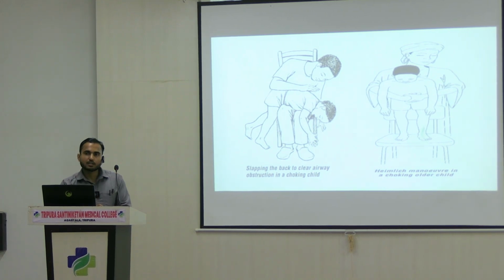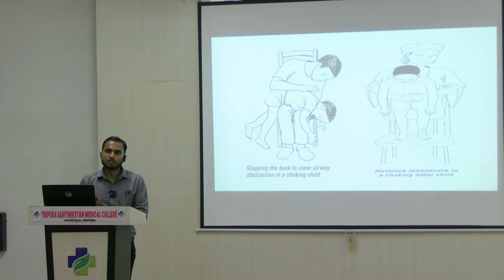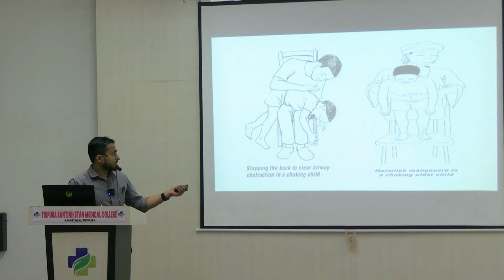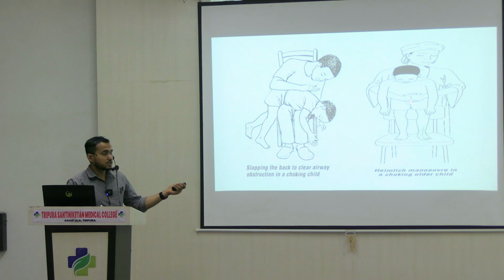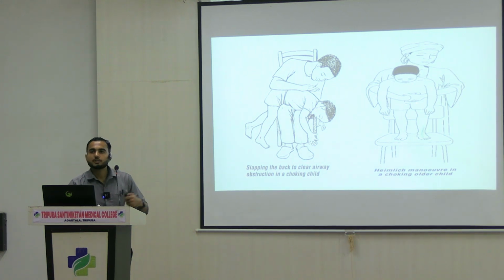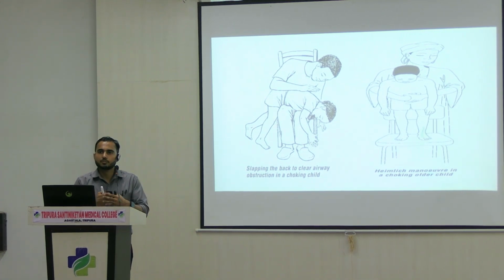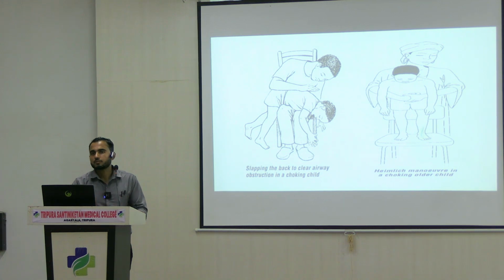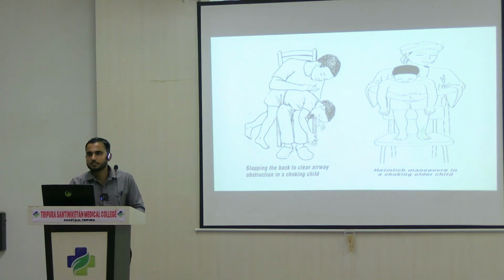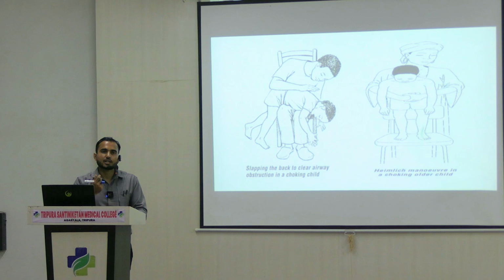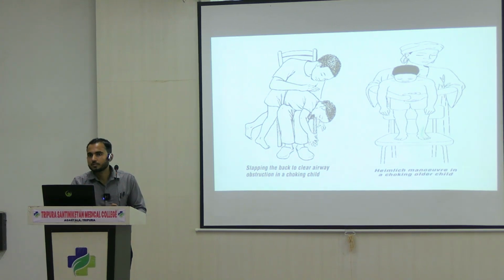Then if the obstruction is still not going, you can give the Heimlich maneuver, and the procedure will be the same. You keep the patient in a chair or on a table, and just below the sternum, you put both hands and give the abdominal thrust. At least 5 times it is given, and then you have to check whether any dislodged particle has come into the oral cavity or not. So this is how the Heimlich maneuver is given. It is a life-saving technique.